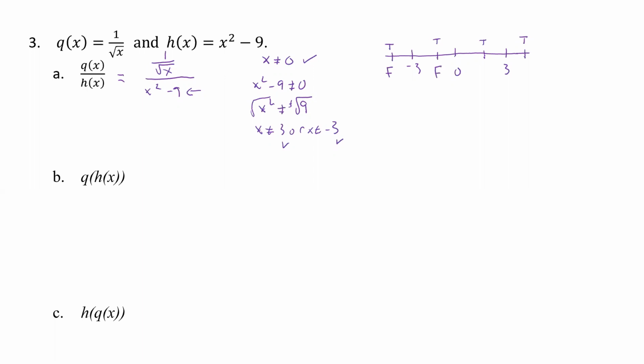Well, how about a positive 2? Well, positive 2, we can plug that in and that will work. And a positive 2 here will work too, because it's not a 3 or negative 3 and cannot be 0. So this is a yes. So this area here will work. What about, say, a 4? Well, square root of 4 is 2, so that works. 4 squared, 16 minus 9, so that works. So that area works as well.